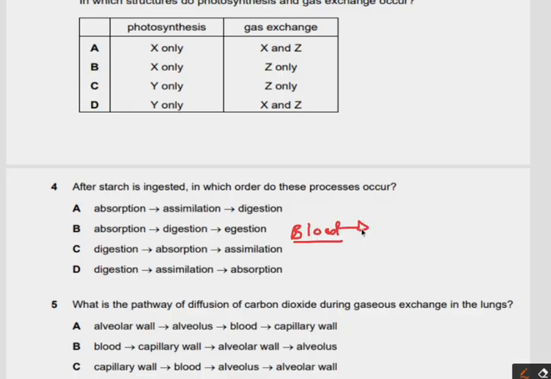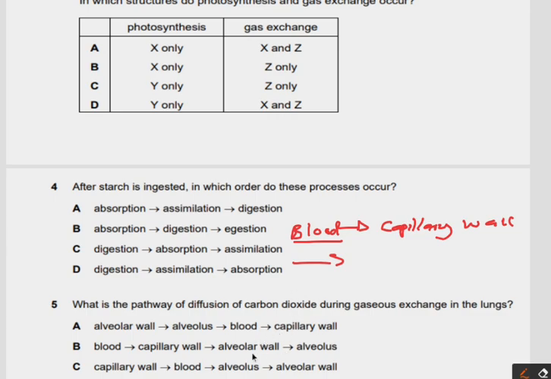Once it is being transported by blood, it is going to reach the capillaries, right? On the lungs, there are capillaries which help in gaseous exchange, that is taking in oxygen and giving out carbon dioxide. So what follows next are the capillaries. We can just say the capillary wall. Then after the capillary wall, what follows next is the alveolar wall, and the last thing is the alveolus.